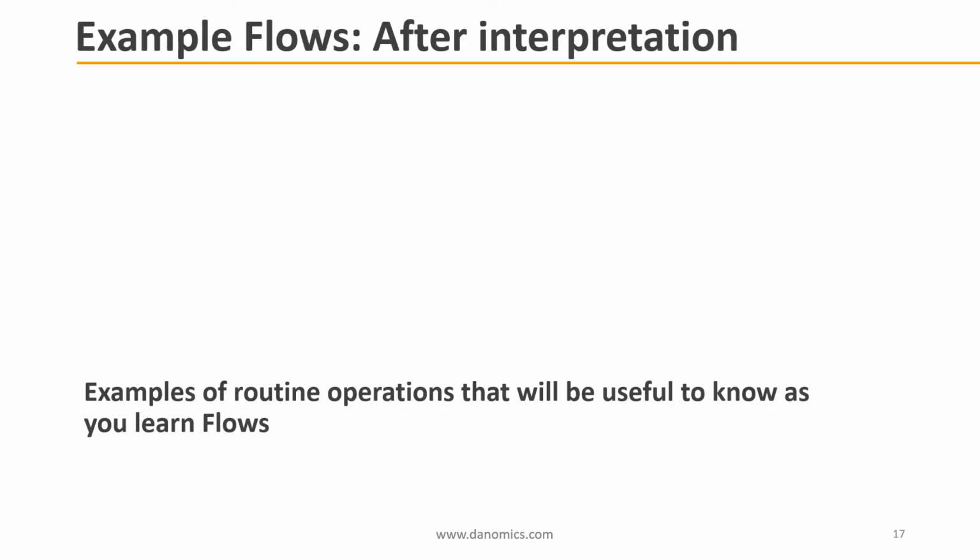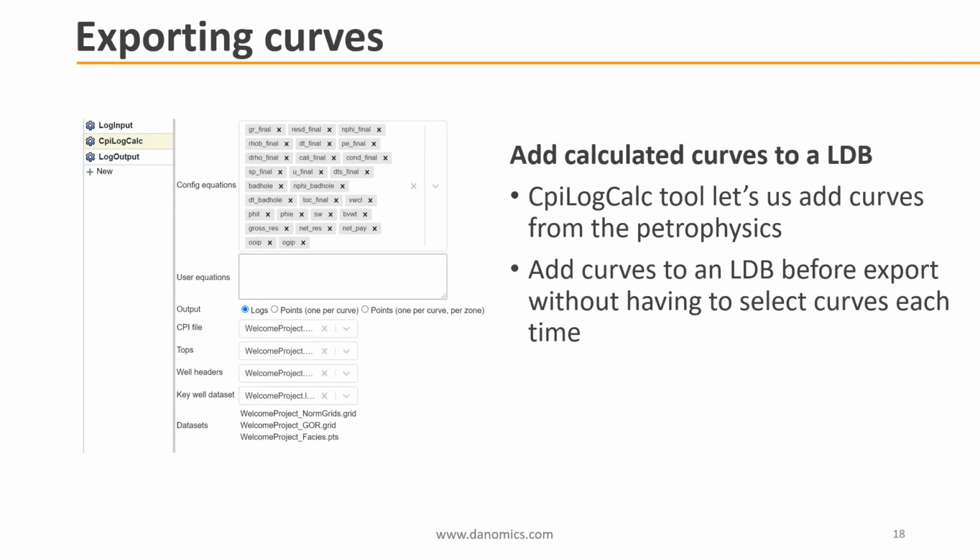Okay, so now let's say you've done your interpretation and now you're ready to run some flows to get data out. So let's take a look at a few examples here. So you may want to use it to export a specific list of curves. As you know, in the CPI file, we have a default list of curves that we export. You have to go through and select those every time you do an export. You could set up a flow to have those, and this would prevent you from needing to reselect those specific curves each and every time.